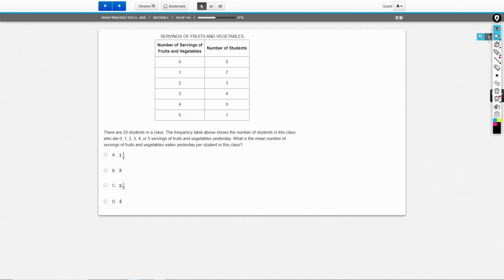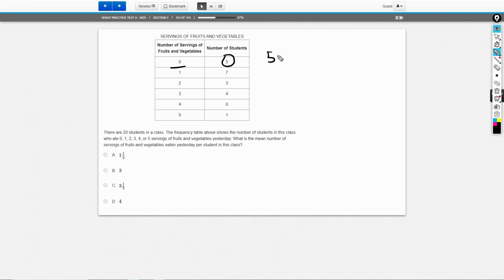All right. So here it says there's 20 students in the class. The frequency shows the number of students in the class who ate 0, 1, 2, 3, or 5 servings of fruits and veggies yesterday. What is the mean number of servings of fruit and veggies that were eaten yesterday? So we're finding a mean. We did this in a previous part of this video. We're just going to add the total number of entries and divide it by the total number of people making those entries. So 5 students ate 0 veggies.